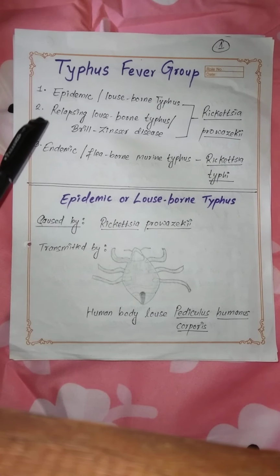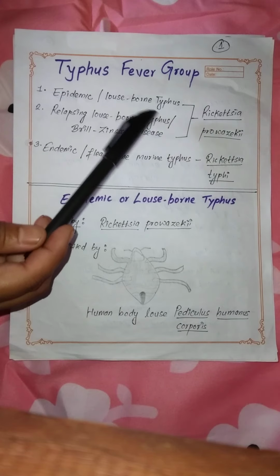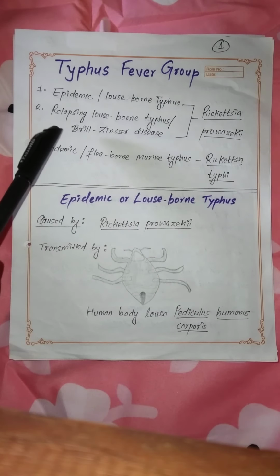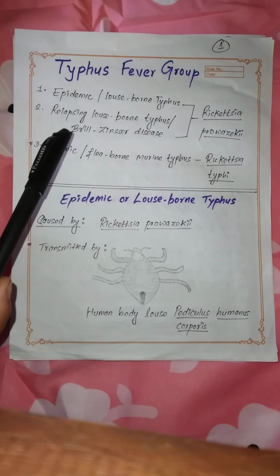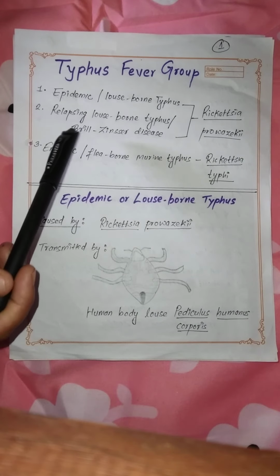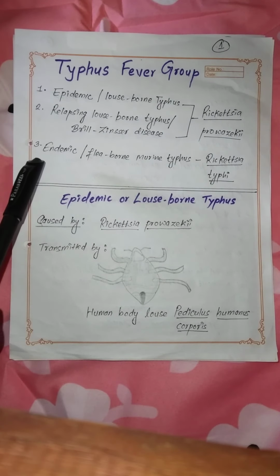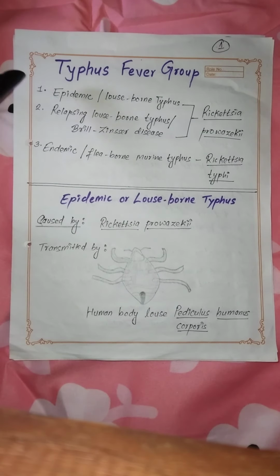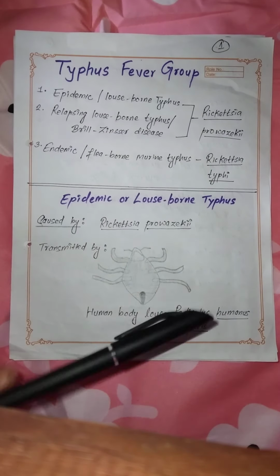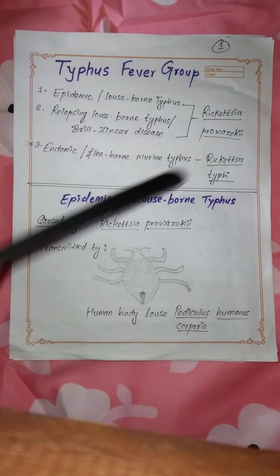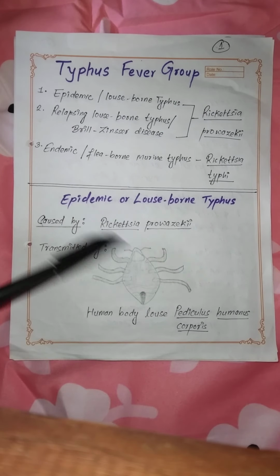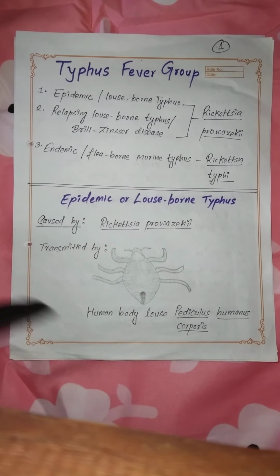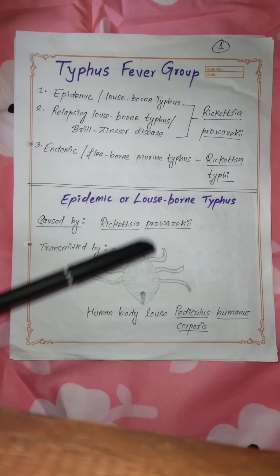First one is epidemic or louseborne typhus. Second one is relapsing louseborne typhus, which is also called Brill-Zinsser disease. Third one is endemic or fleaborne typhus. These two, epidemic and relapsing, are caused by Rickettsia prowazekii, and this third one, endemic, is caused by Rickettsia typhi. Now first, let's discuss the epidemic or louseborne typhus.